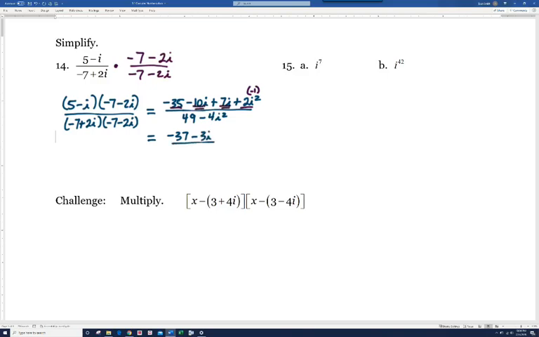In the denominator, remember that i squared is negative 1. So we're going to take 49 and add 4, and so we're going to get 53 here. Now again, don't forget, we want to write this in that form, a plus bi. And so this will be negative 37 over 53 minus 3 over 53 times i.